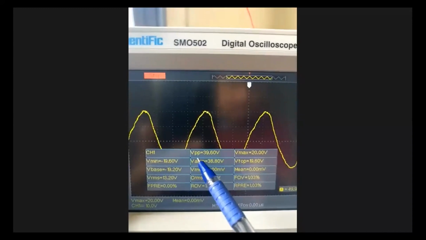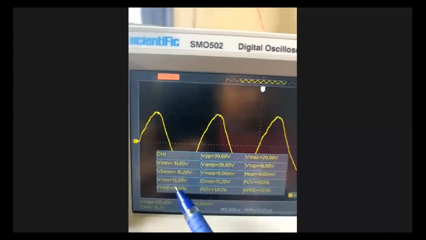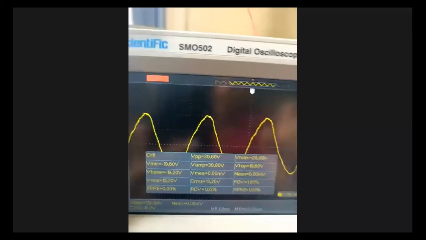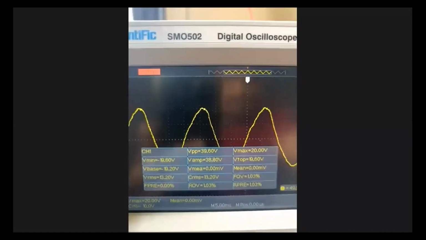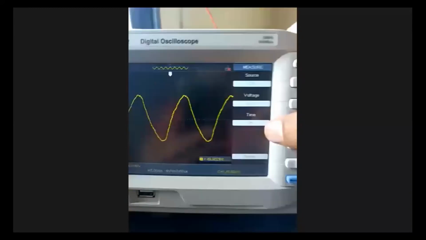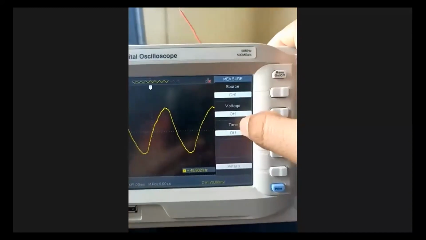Yes. VPP is the peak to peak value. So VRMS equal to 13.2. We are measuring here now. Okay. This voltage you write down here now. Next I will show the time period and frequency here now. See here, what is there? Time.